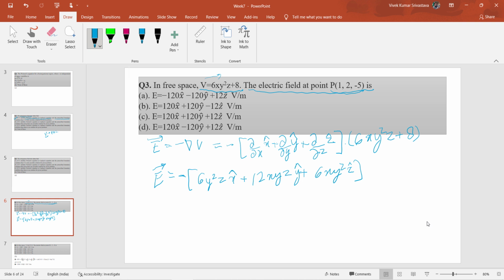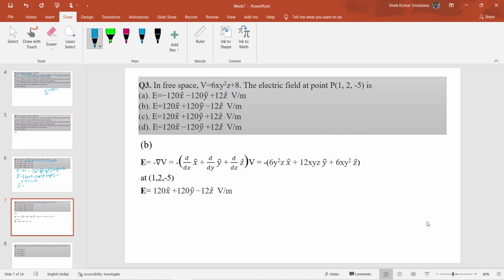Now for finding out the electric field at the point P, which is given to you as 1, 2, minus 5, you have to just put the values of x, y and z as 1, 2 and minus 5 in this equation. Once you put the values here, you can find the electric field. So the value of the electric field at the point given in the question is 120 x cap plus 120 y cap minus 12 z cap volt per meter.